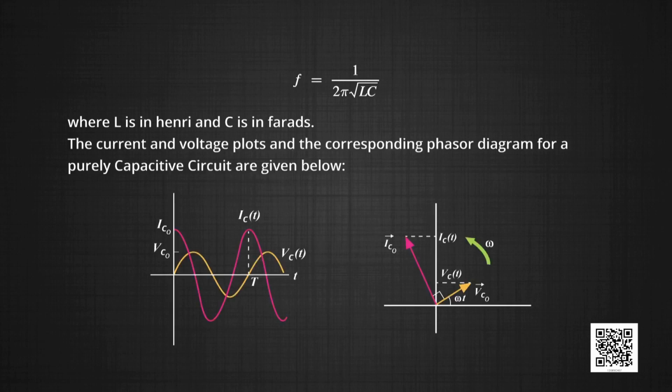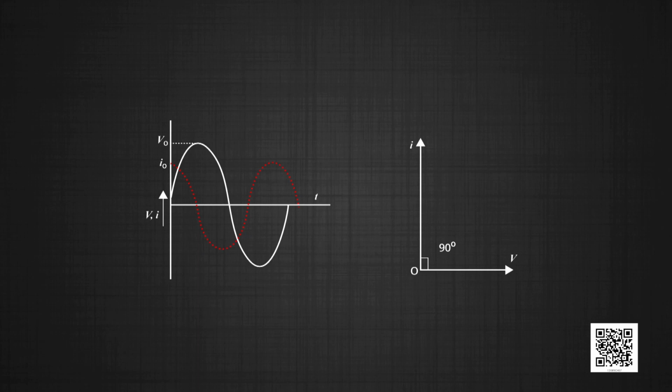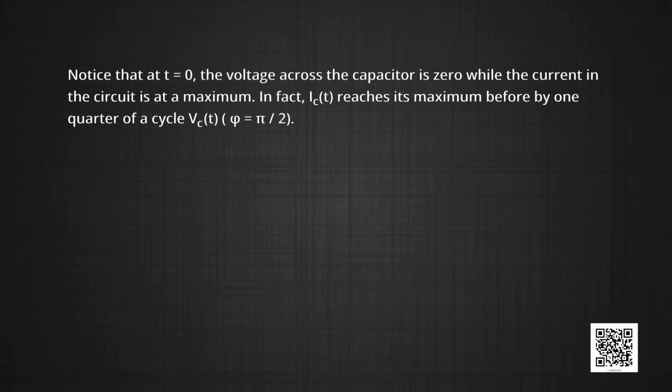The current and voltage plot and the corresponding phasor diagram for a purely capacitive circuit are given below. We can see here the variation of current and voltage over a certain interval of time. There is a phase difference of minus pi by 2. That means, when voltage starts from 0, at that time current starts from pi by 2 or 90 degrees. So, we notice that at t is equal to 0, the voltage across the capacitor is 0, while the current in the circuit is at maximum.